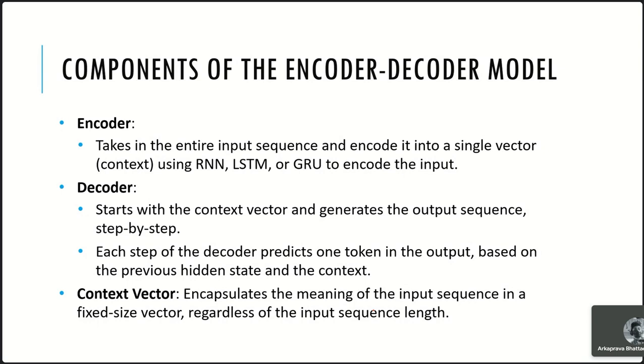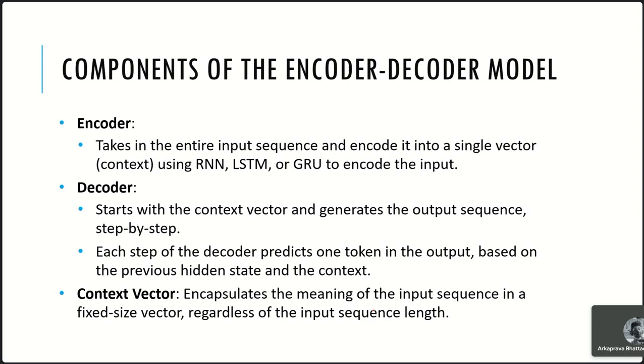Now what is a context vector? The context vector encapsulates the meaning of the input sentence. That is what I just mentioned. If you take one word, what is its connection with the other words, and what meaning it infers, that is entirely inside that context vector. So it has the meaning of the input sequence in a fixed size vector, regardless of how big the input sequence is.